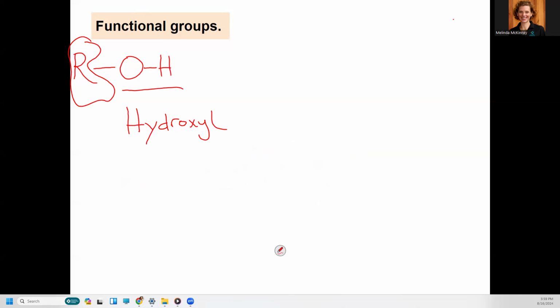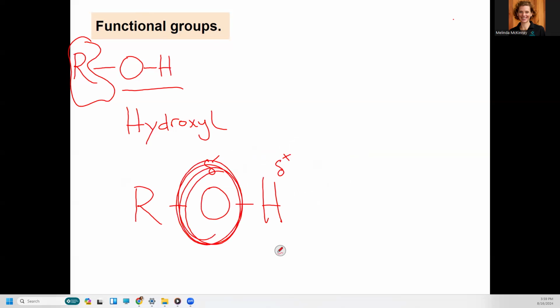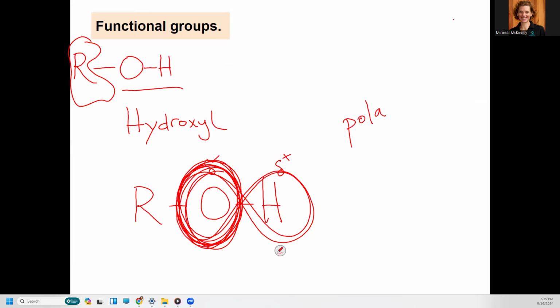So hydroxyl has the characteristic that it's polar. So the oxygen actually has a partial negative charge, and the hydrogen has a partial positive charge. If we were to look at the electrons, they're going to be spending a lot more time around the oxygen. It's more electronegative, and only a little bit of time around the hydrogen. So that gives it that partial charge. So anytime you see a hydroxyl group, you know that that part of the molecule is polar. All right, we'll go to the next functional group.